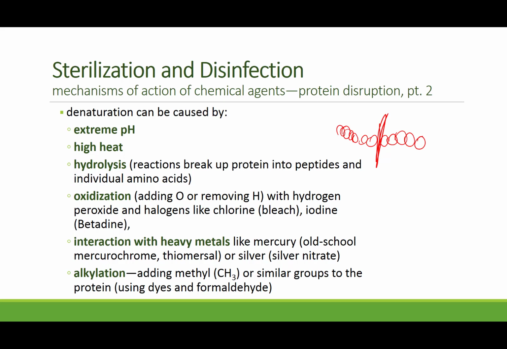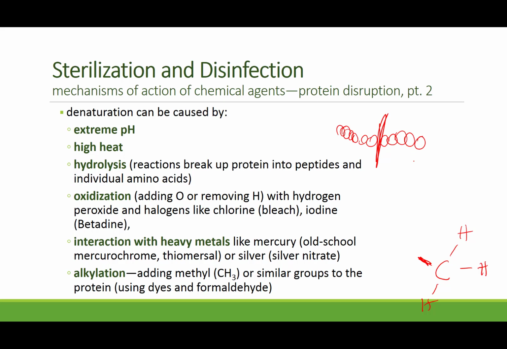You can also denature proteins by forcing them to interact with heavy metals, stuff like mercury or silver. These are example heavy metals. Or through a process called alkylation. Alkylating means adding a methyl group. A methyl group is a carbon with 3 hydrogens. So here's the carbon. It has space for hydrogen to attach to it with a chemical bond. And then this chemical bond is available to attach somehow to the protein.